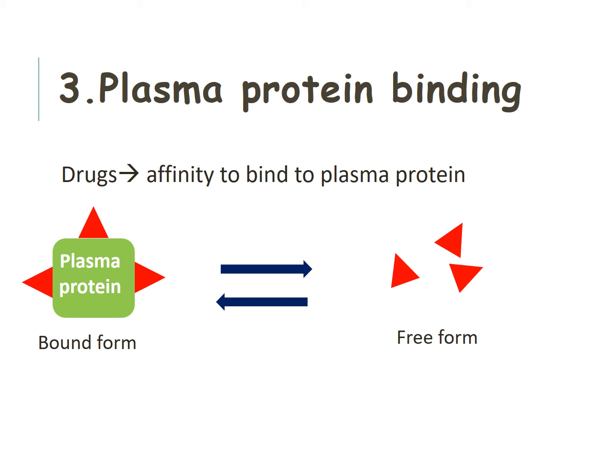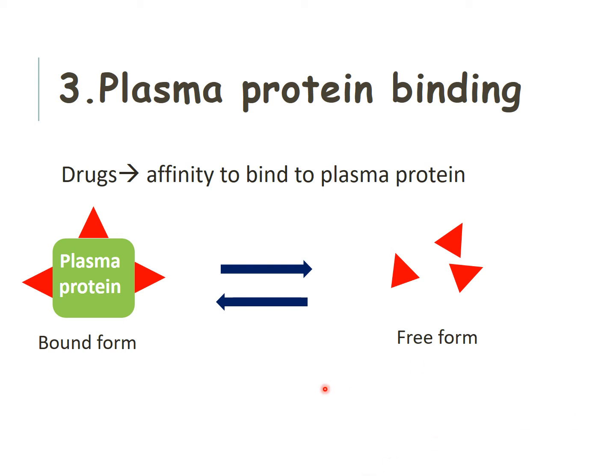Plasma protein binding. Plasma protein binding means that in our plasma we have different types of proteins. Some drugs have an affinity, or a property of binding, to these plasma proteins. If the drug is attached to the plasma protein, then the majority of the time it will lie in the plasma itself, so the volume of distribution will be less than 5 liters.